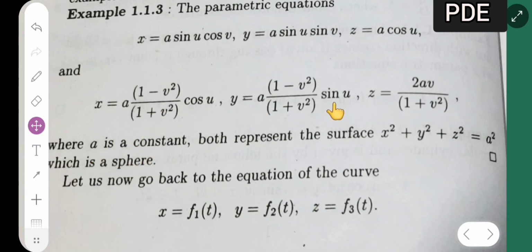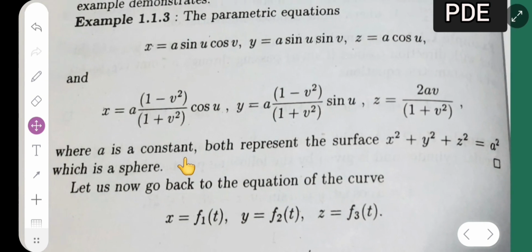Everywhere you can see there is a, right? And it is constant. Now both represent the surface. Both the parametric equations represent the surface x square plus y square plus z square is equal to a square, which is a sphere. Okay.